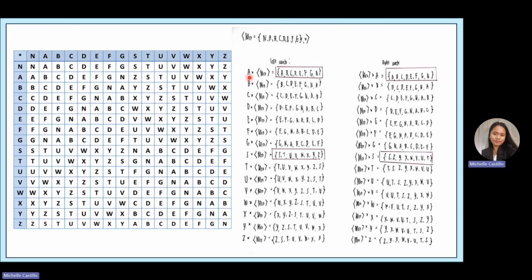That's why A star M sub 17 is equal to A, B, C, D, E, F, G, and N. While for its right cosets, we have N star A is equal to A, then A star A is equal to B, then B star A is equal to C, then C star A is equal to D, then D star A is equal to E, then E star A is equal to F, then F star A is equal to G, then G star A is equal to N. Therefore, M sub 17 star A is equal to A, B, C, D, E, F, and G.